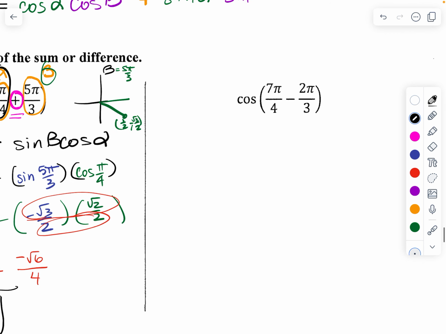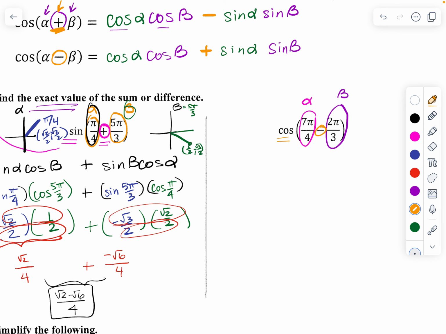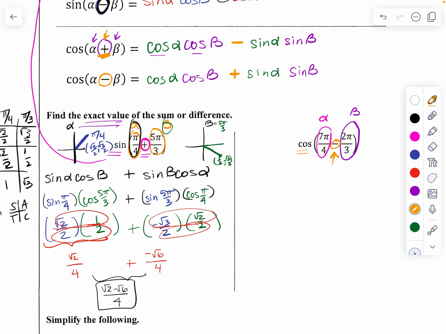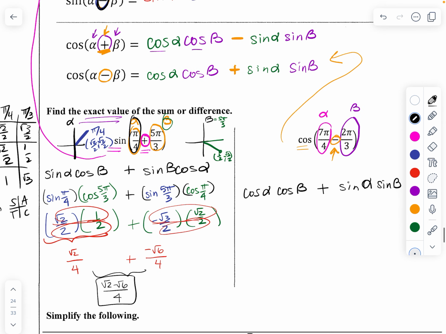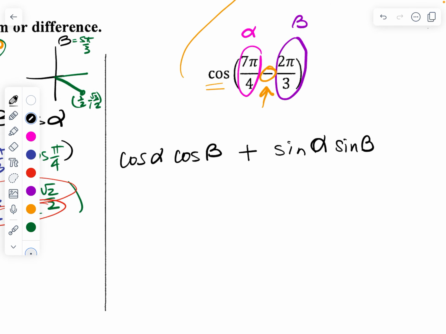All right, let's look at this one. So if we're looking for cosine of 7 pi over 4 minus 2 pi over 3, this is our alpha, this is our beta, and we have a minus in the middle. So we're going to be looking at cosine of a difference. So the difference of cosine is going to be this one right here, okay? So I know cosine alpha, cosine beta, opposite sign, sine alpha, sine beta. So now that we've written it down, let's connect these two.